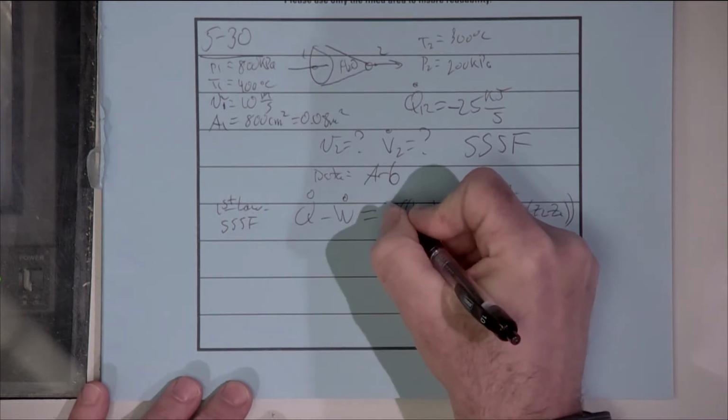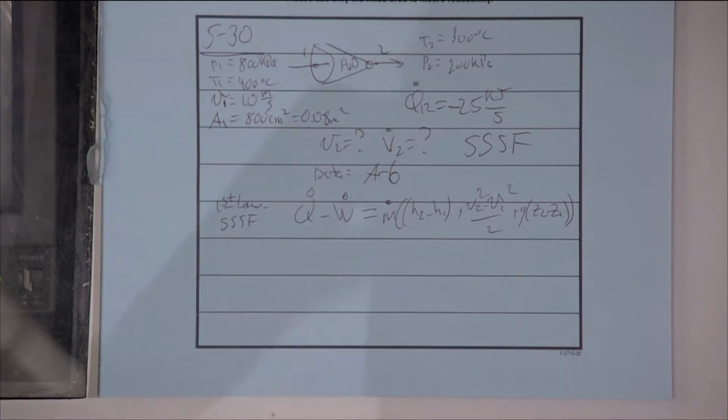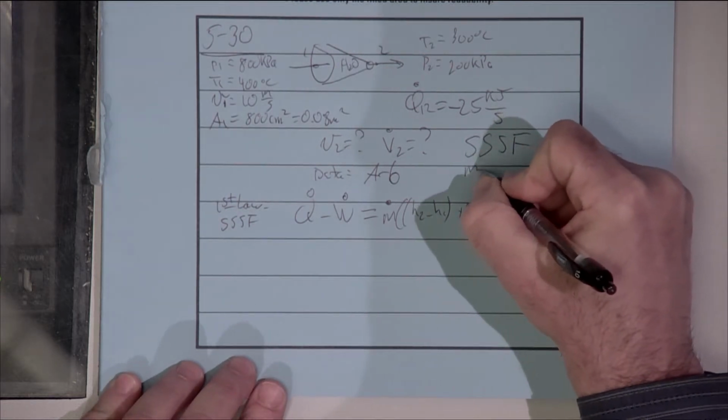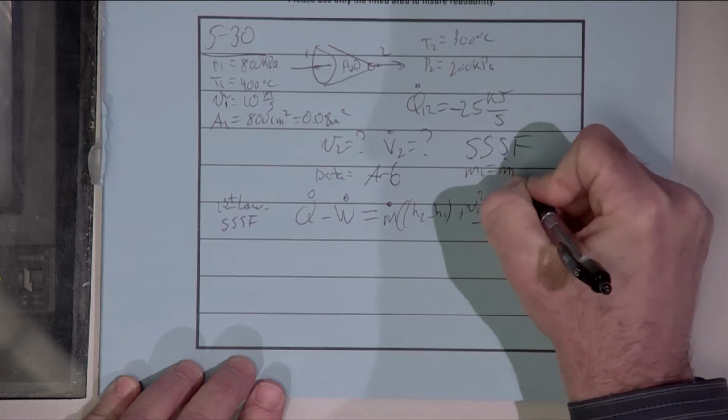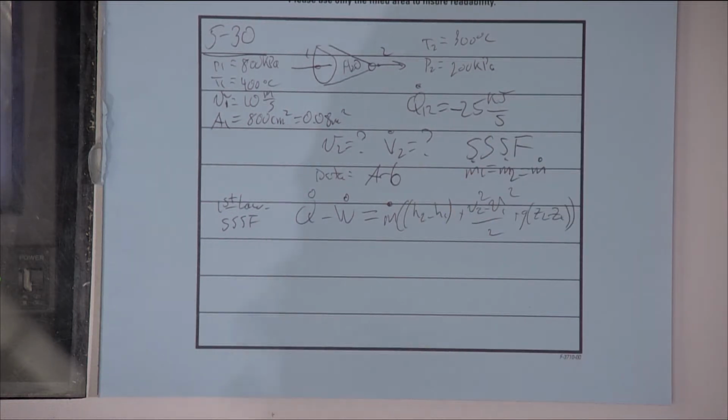Again, it's a single stream process. M dot in equals M dot out, and we'll just call that mass flow rate M dot. If you want to, somewhere up here, you can put M dot 1 equals M dot 2. It's just equal to M dot, just to remind you, again, that it's a steady flow process. All right, so what else do we know? Maybe we can eliminate certain terms.